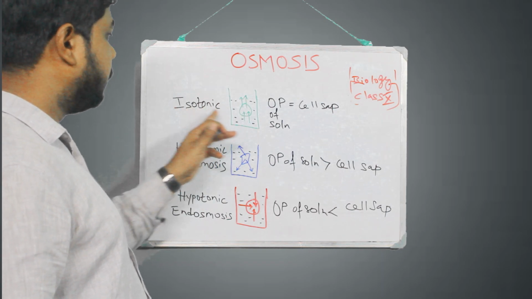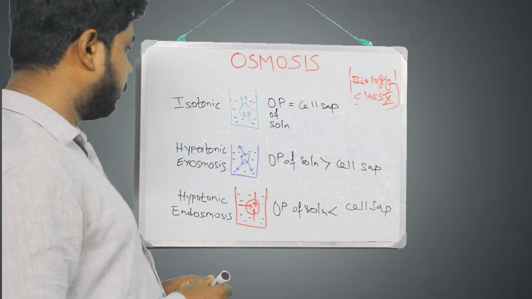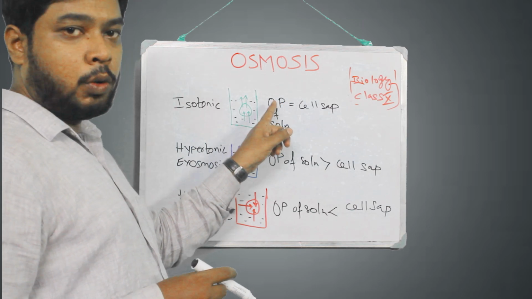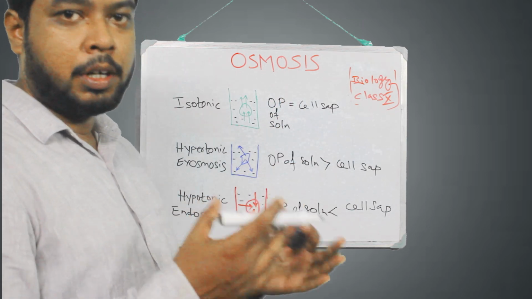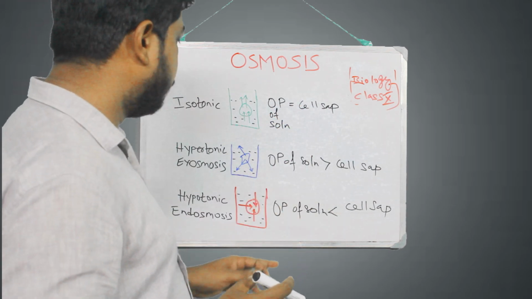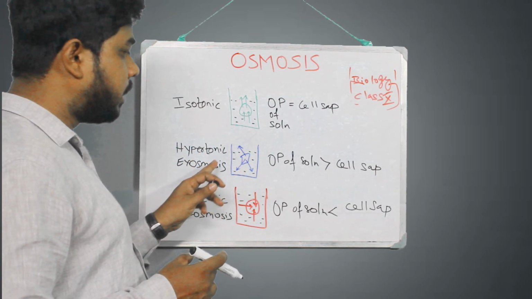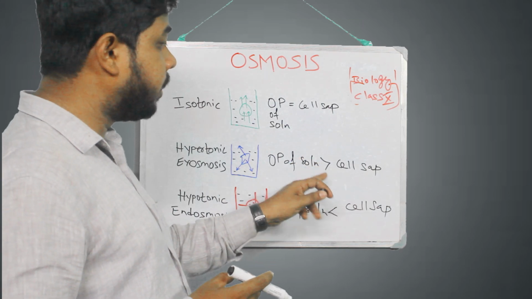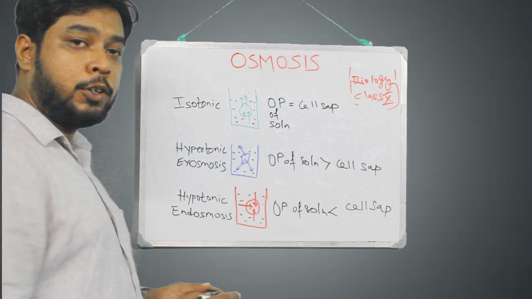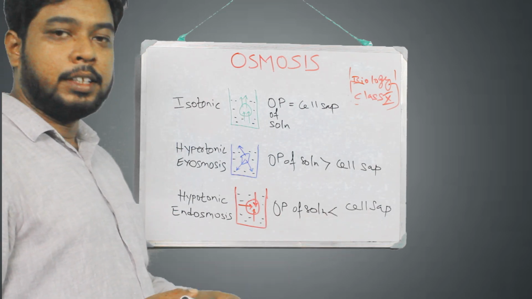In the first, a cell is being placed in an isotonic solution where the osmotic pressure, OP, we will discuss in the latter part of the video, OP is equal to the cell sap. A cell is placed in a hypertonic solution where exosmosis is happening, where the osmotic pressure of the solution is greater than the cell sap, and in a hypotonic solution where endosmosis is happening, the osmotic pressure of the solution is less than the cell sap.